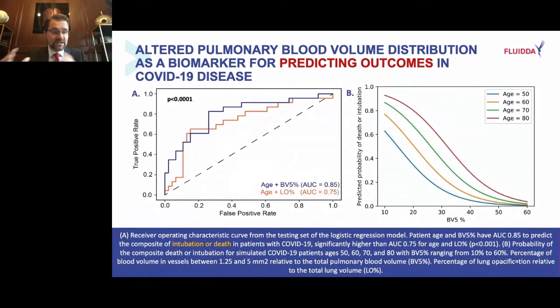So using age and BV5, we were able to achieve accuracies of about 82-85% to predict intubation or death. So that allows us to make these graphs, as you see here on the right side. So as a function of age and the BV5 extracted from the patient's scan, we can assess the probability for adverse events. And you see the slope between 20 and 40%. It's important to know where the patients lie. So especially in the pandemic where resources are limited, this type of tool to triage the patient becomes quite useful.